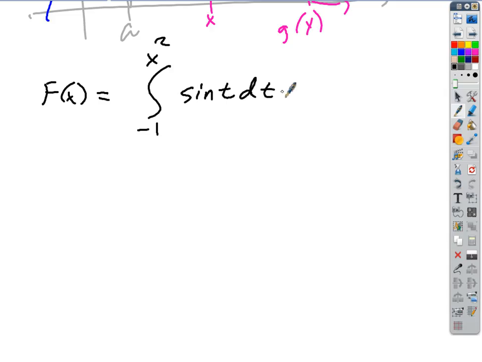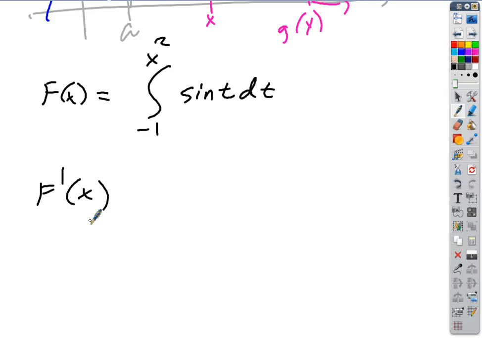Okay, so there's my area function. We're adding up the area under the sine curve from -1 to x squared. So what if we want to take the derivative of that? We want to find f prime of x, the rate of change of that area. Same thing as saying the derivative with respect to x of this whole thing.